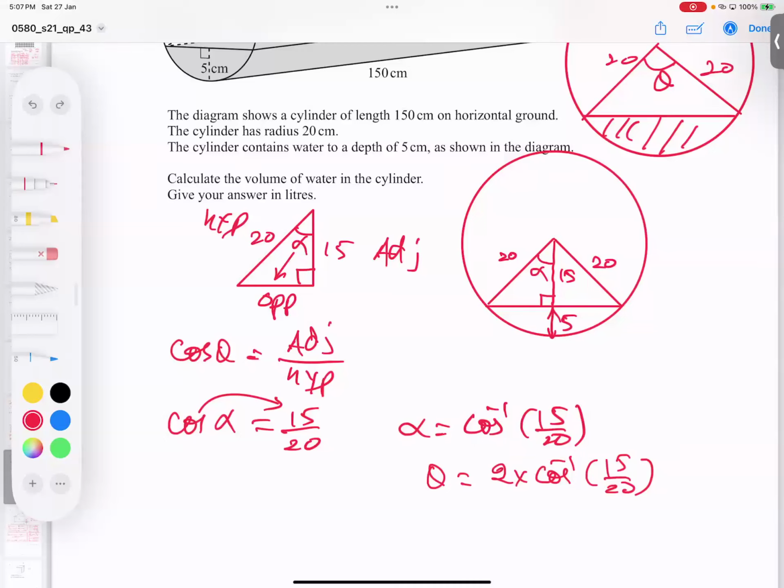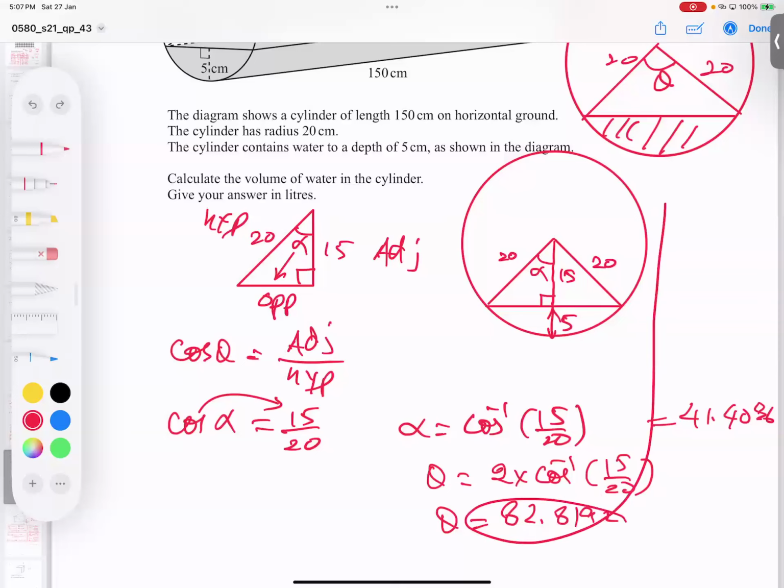I am finding in my calculator. When I find cos inverse 15 divided by 20, I get this answer, students, 41.4096. Times 2, I get what answer? This theta turns out to be 82.8192. How much can you take? I think it is better to take 2 or 3 decimal places for more accuracy. So this angle, I got it, alhamdulillah rabbil alameen.